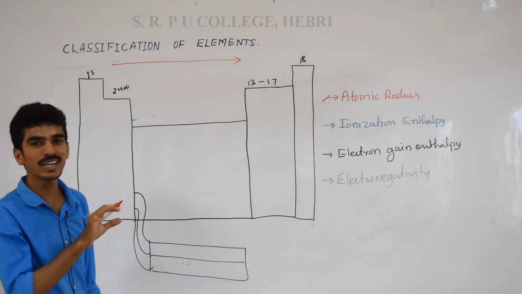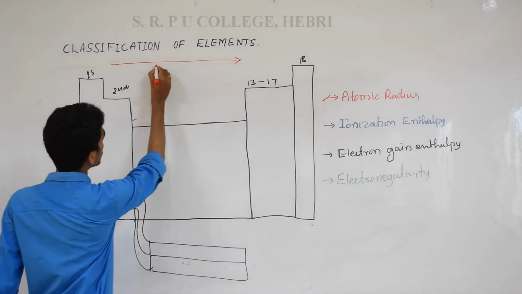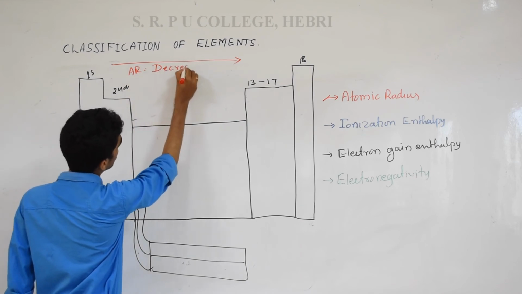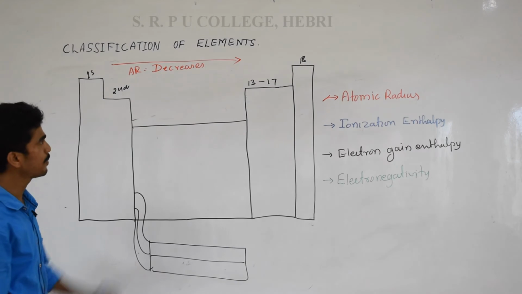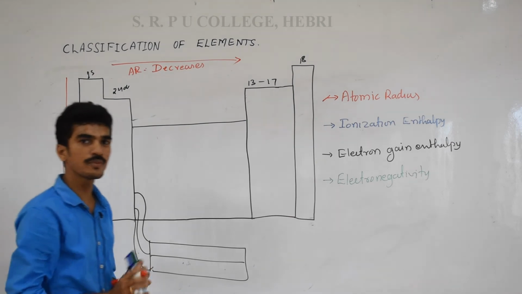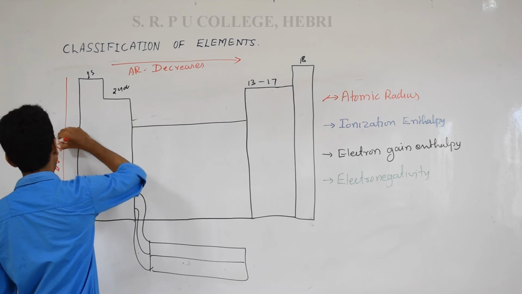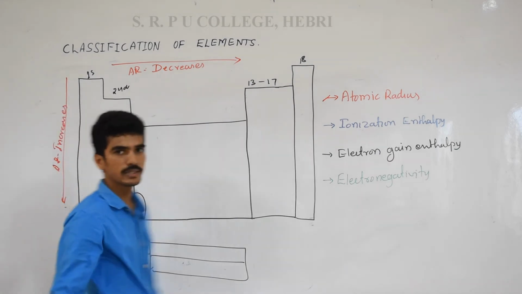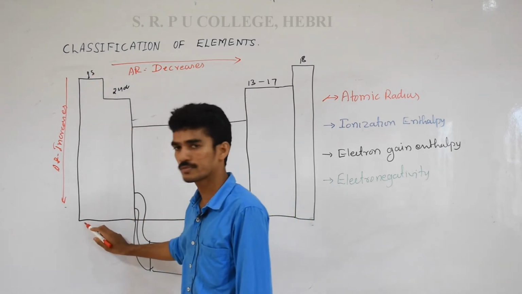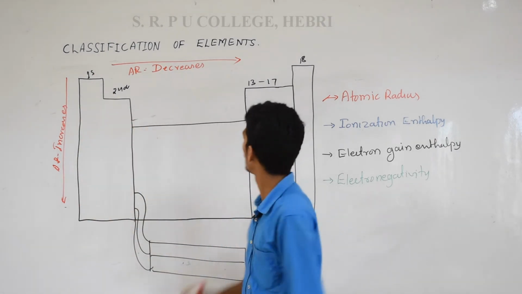So atomic radius across the period, what happens? You should remember that effective nuclear charge increases, so size decreases. So atomic radius decreases across the period. Down the group, new shells are added. That's why atomic radius increases. Across the period decreases, down the group increases. Consider the first group or any group, atomic radius increases down the group. That is the first point.